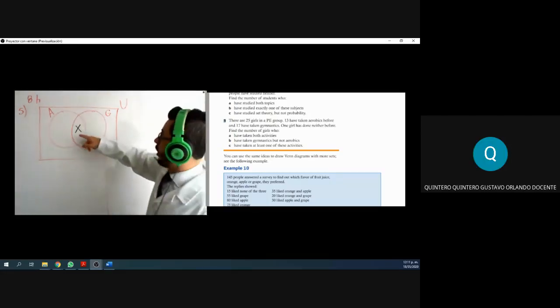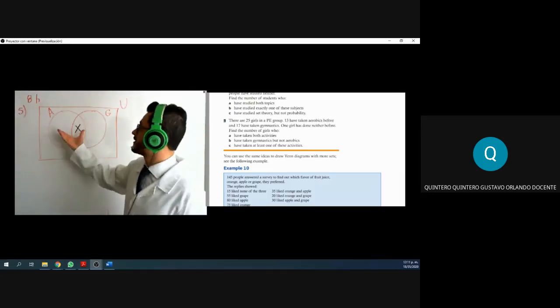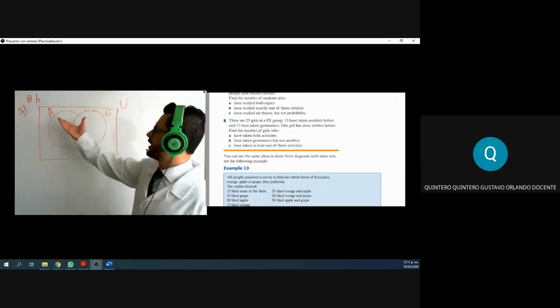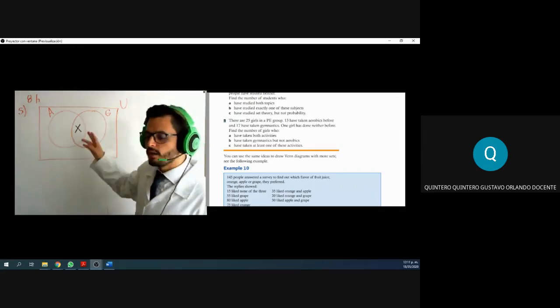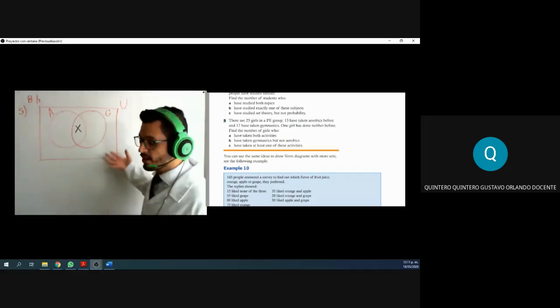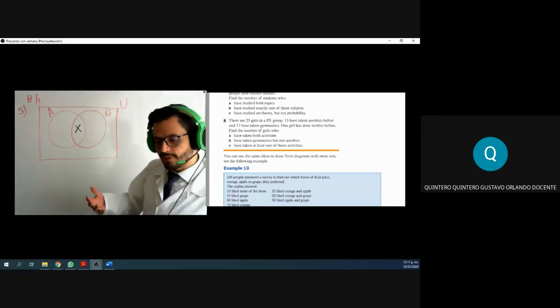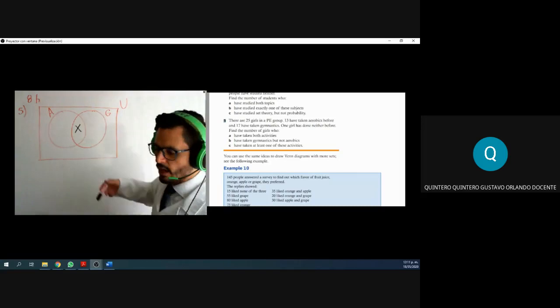So again, we don't know how many people are in the intersection, how many people have taken aerobics and gymnastics as well. We don't know how many, so we're gonna call it X. That's gonna be our variable. And the objective of this entire drawing is to find that variable, X. All right. Let's continue filling out the information.